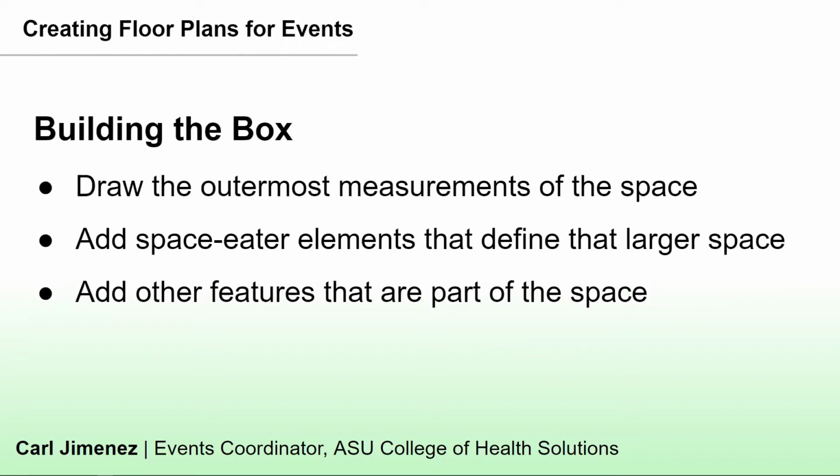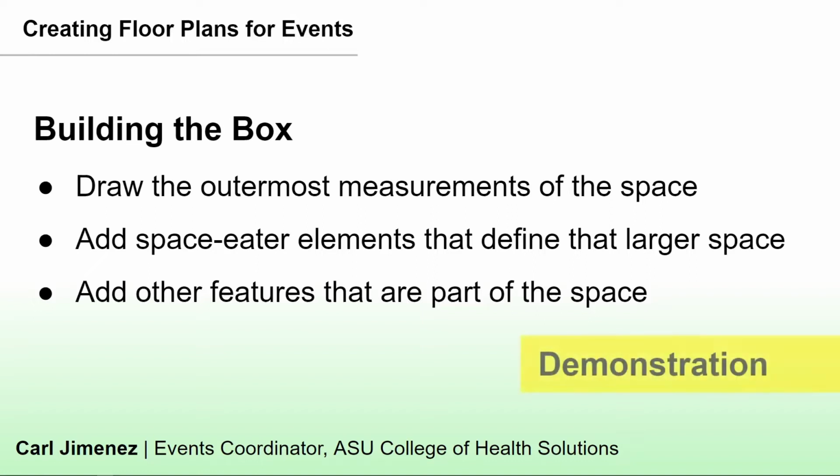So step 1 is building the box. We're going to draw the outermost measurements of the drawing that we did. And then we're going to add space eater elements. In our case, there's a bookshelf that eats up part of the inside space of the room. And we're going to add any other features that are part of the space. Our room had a couple of poles in it. It had a window, a built-in TV screen and a door. So we're going to add all of those types of things.